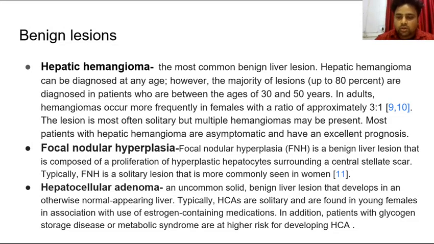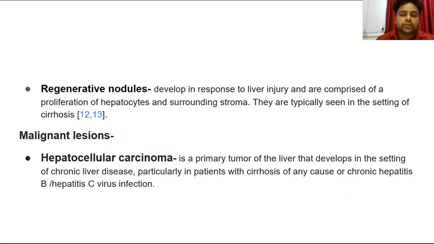Typically, these are solitary and are found in young females in association with the use of estrogen-containing medication. In addition, patients with glycogen storage disease and metabolic syndrome are at high risk for developing hepatocellular adenoma. Regenerative nodules develop in response to liver injury and comprise a proliferation of hepatocytes and surrounding stroma. They are typically seen in the setting of cirrhosis.